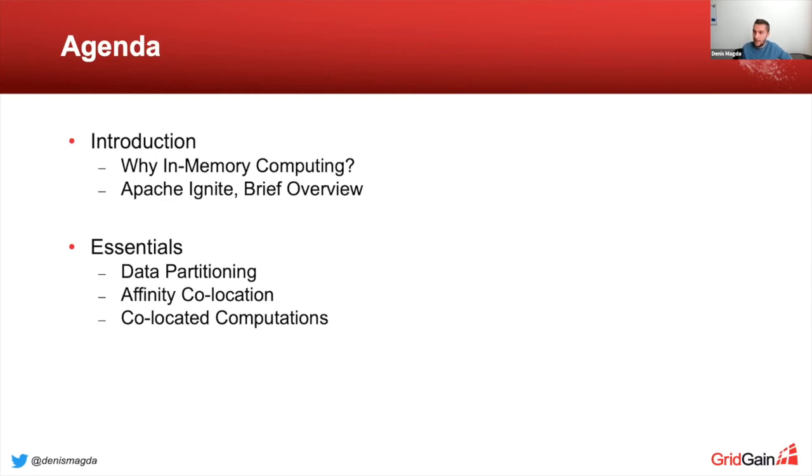When it comes to affinity collocation, that's also one of the crucial optimizations that you need to keep in mind so that you can run efficient SQL or complex calculations. And that, again, exists in Ignite, and I will be showing you demos and code samples, but it's also supported by other in-memory products, which is good for you, right?